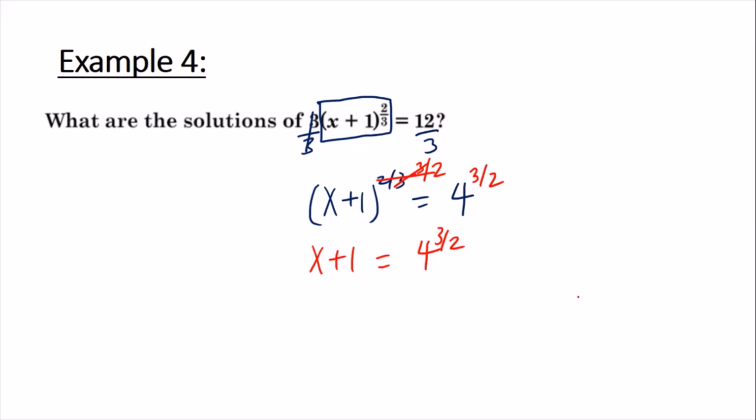So what this is telling me is that I am taking the square root of 4 and I am cubing it. Does that make sense? So we're taking the square root of 4 and we're cubing it, or we're cubing 4 and taking the square root. Does it matter which way you go? No, it does not. So which way do we want to go? Either way.